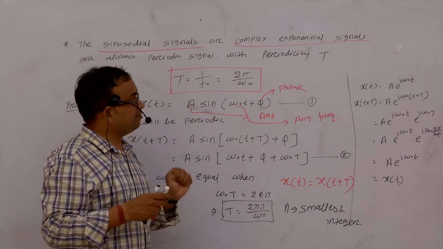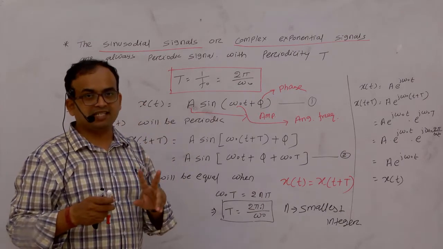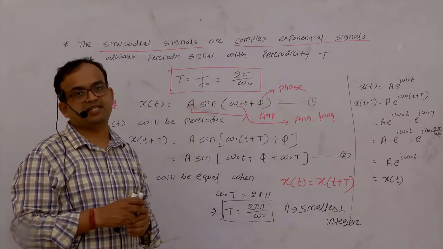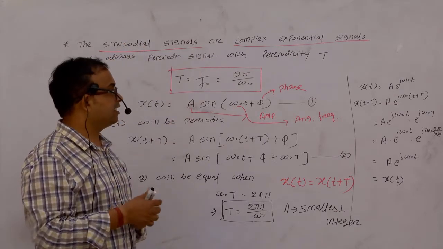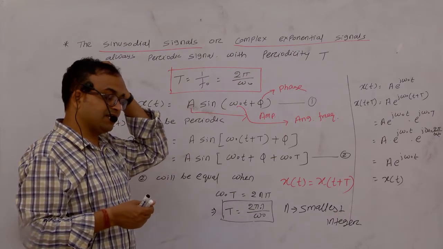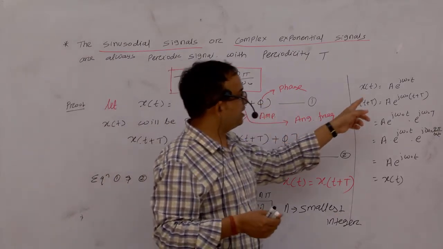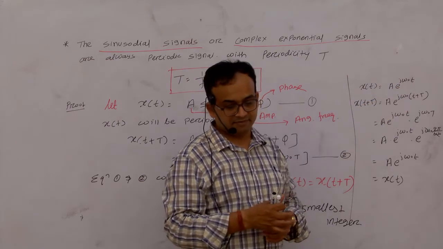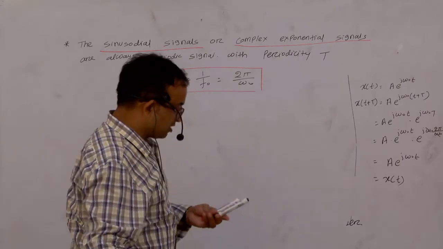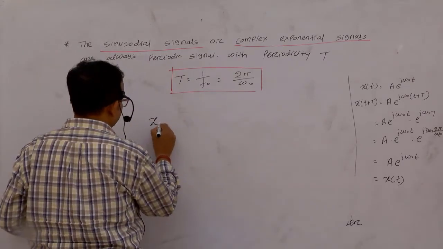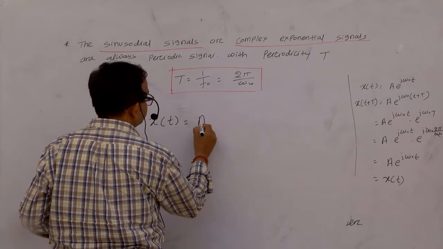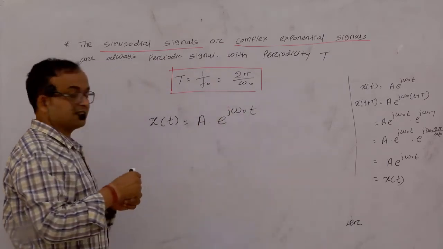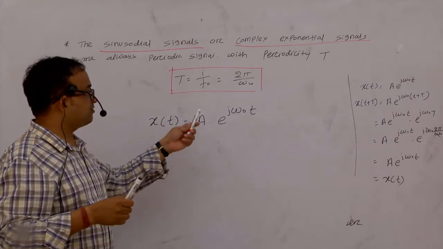So again I am telling, only two types of signals are always periodic, that is the sinusoidal signal or the complex exponential signal. So how are the complex exponential signals periodic? I have taken here a simple thing: x of t equal to a e to the power j omega 0 t. This is known as the complex exponential signal.